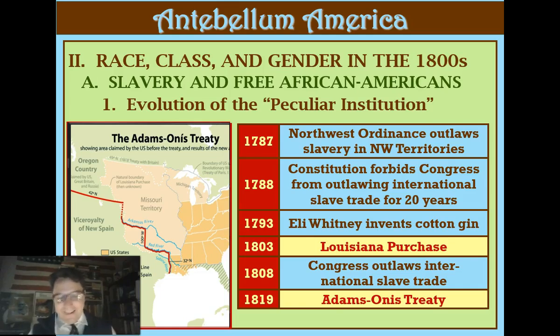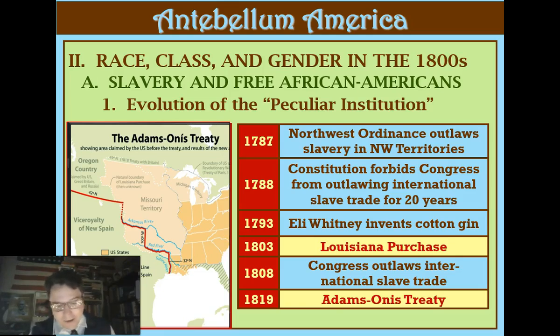Yay, Florida! How incredibly exciting that we get Florida! I am overjoyed. But it also meant that a large amount of new territory was now open to slavery.